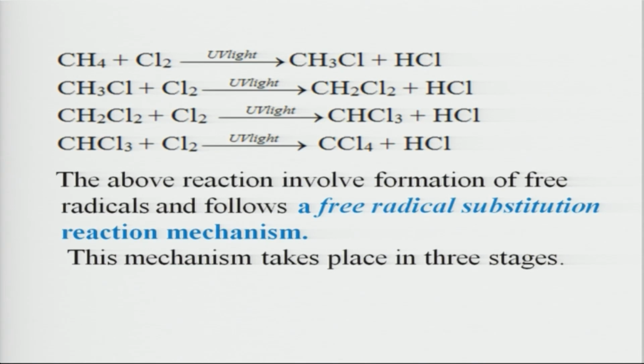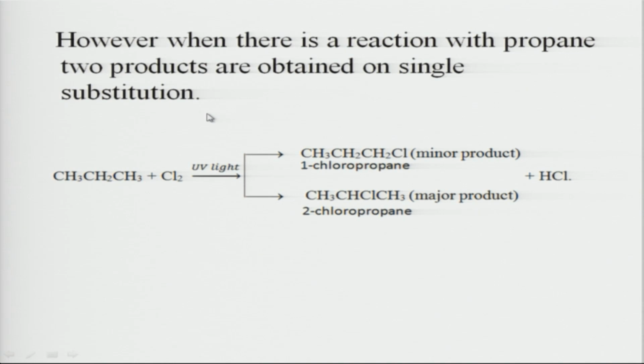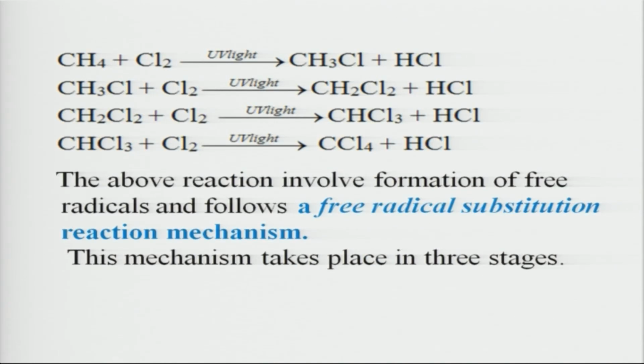The remaining hydrogen atoms can again be removed by reacting with chlorine. Then again the remaining hydrogen can be removed by reacting with excess chlorine to form carbon tetrachloride. So the reaction is continuous until all the hydrogen atoms have been replaced.